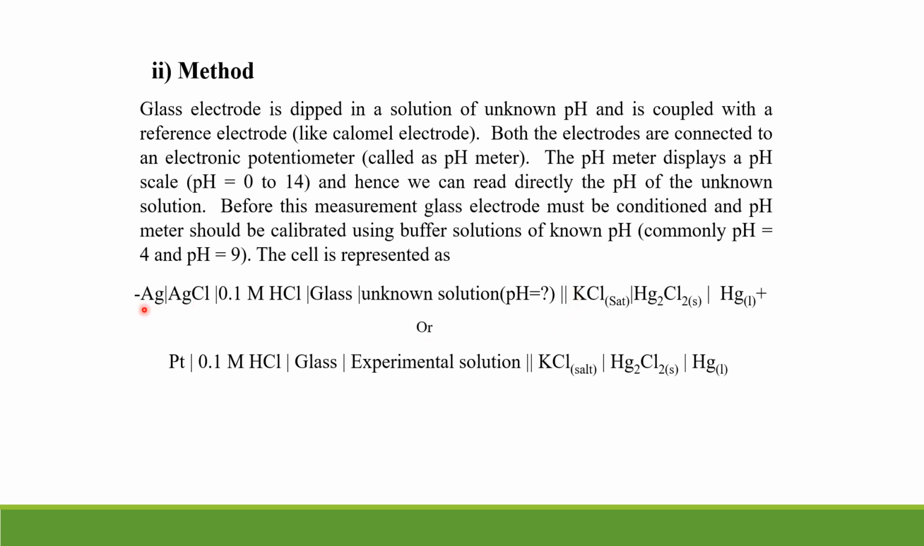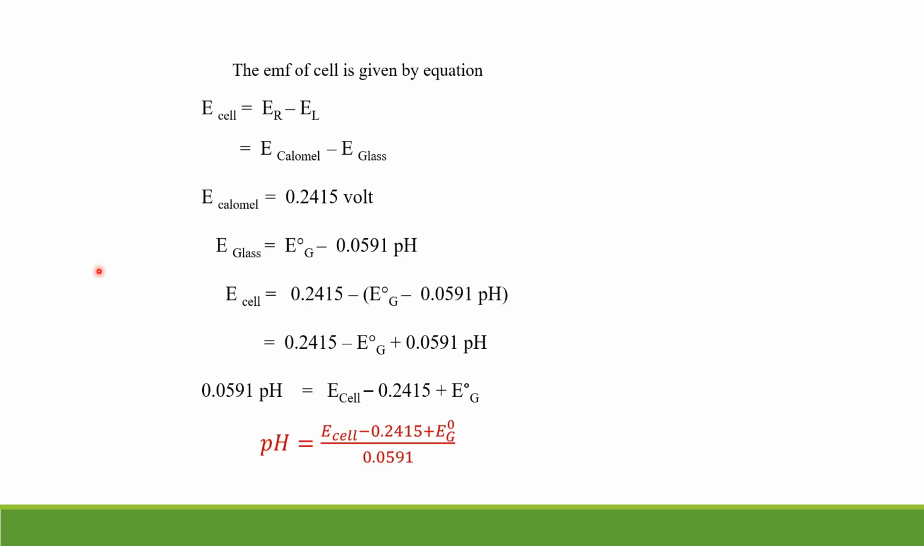Or if a platinum electrode is used in the glass electrode, platinum wire is used, then you can represent the glass electrode as platinum wire in contact with 0.1 molar HCl solution, and this is the experimental solution. And to the right hand side we have the calomel electrode, which is the reference electrode.